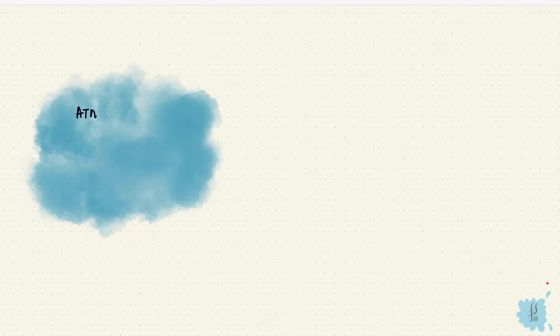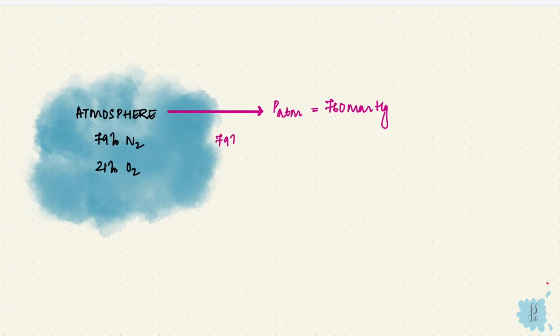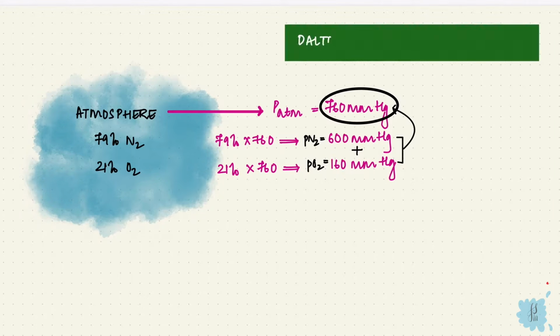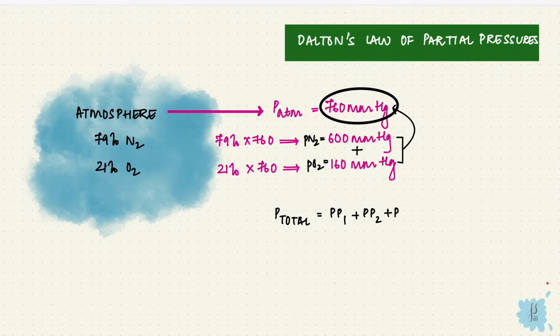Atmospheric air is a mixture of 79% nitrogen and 21% oxygen. At sea level, the pressure is 760 millimeters of mercury. 79% of 760 is 600, and 21% of 760 is 160. So these are the partial pressures of nitrogen and oxygen. The sum of these pressures gives the total pressure, and this is Dalton's law of partial pressures, that the total pressure of the gas is the sum of the individual partial pressures of each gas.